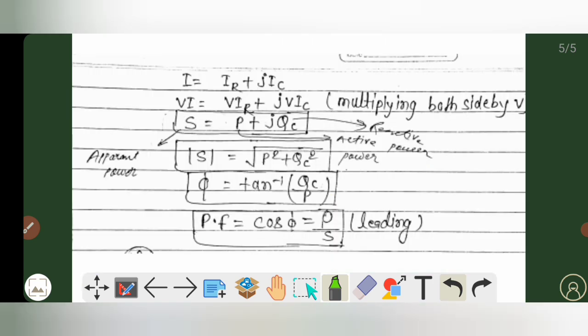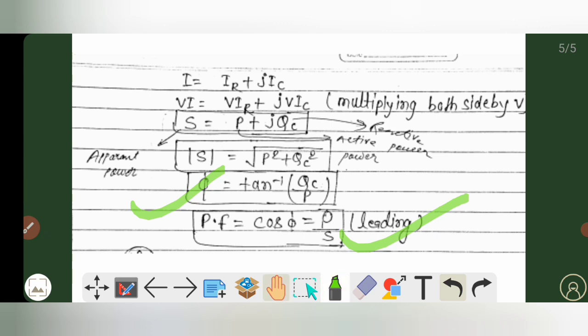Now as you can see here, as we know, I is equal to IR plus jIC. If we want to find the value of power, we know that power is equal to V into I. So here we have multiplied both sides of the equation by V, and our equation comes out to be S is equal to P plus jQC. If you want to calculate the magnitude of S, that will come out to be root under P square plus QC square. In the same way, we can easily calculate the value of phi, tan phi, and power factor, and this will be leading in nature.